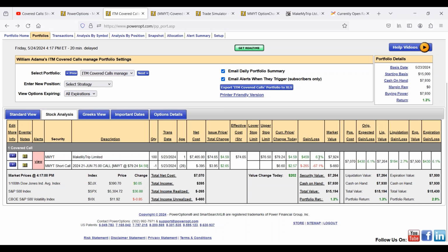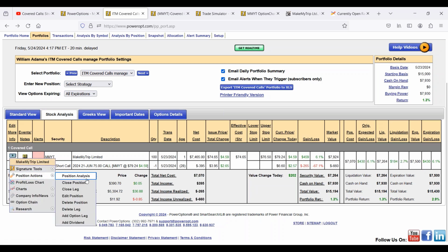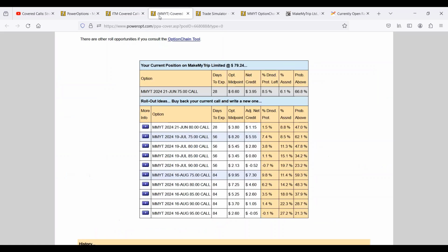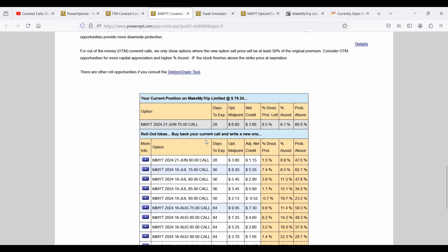The stock is now moved above, had a sudden movement. We're going to track the position. We're going to compare our max return to our current liquidation gain or loss. We're going to set our alerts. And when our alerts are triggered, we're going to go to that position actions again, remember, and then position analysis. We're going to review our rollout opportunities.